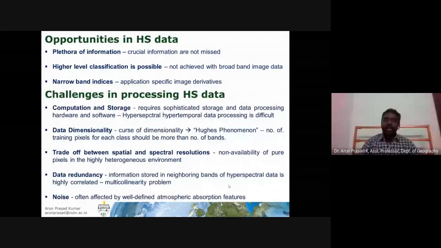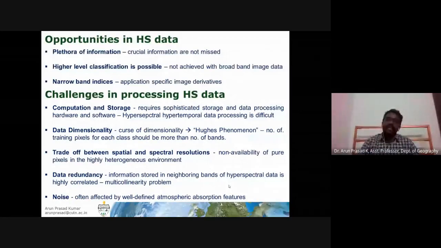Hypertemporal data processing is difficult. Hypertemporal in the sense that if you have hyperspectral data for the same place at different, consecutive dates, then the data volume has drastically increased. So to process and store the data, you need sophisticated hardware, and to process it, you need high-end, robust software. That is still in the development stage.